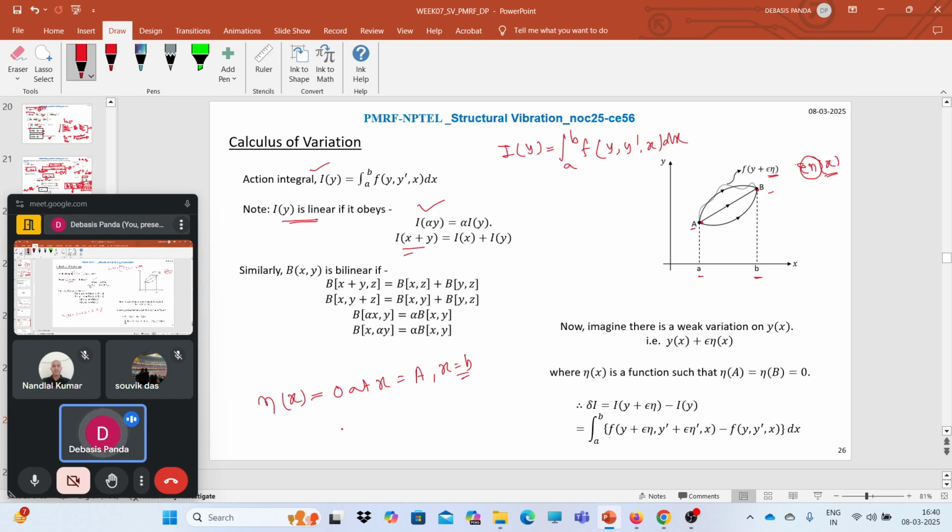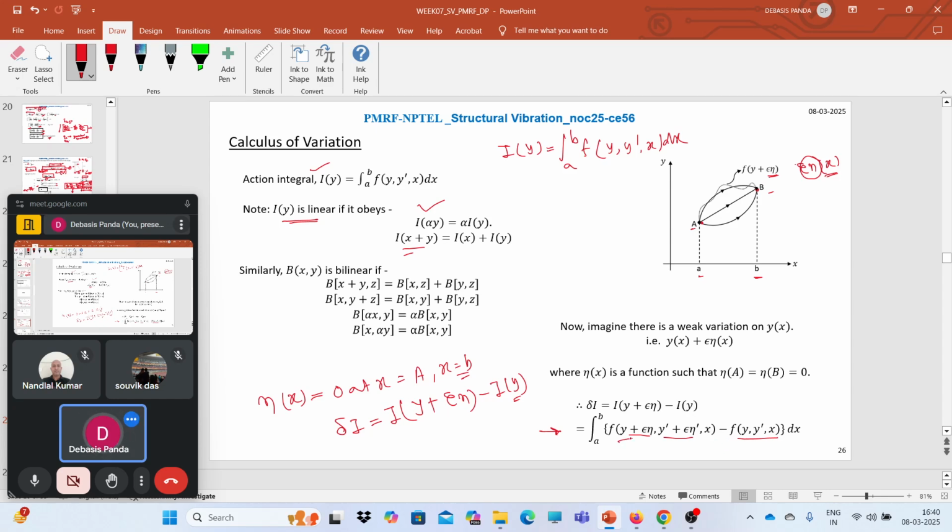Now if I want to write down the variation del I, what will that be? That is I of y plus the little variation eta, minus I of y. Now just put all this expression in and rewrite it. I of y is nothing but a function of y, y dot and x. So we write f of y plus the variation, y dot plus the variation, and x, minus f of y, y dot and x.